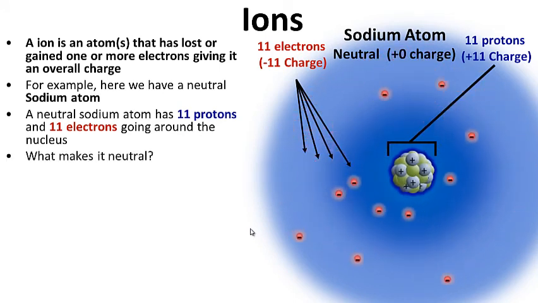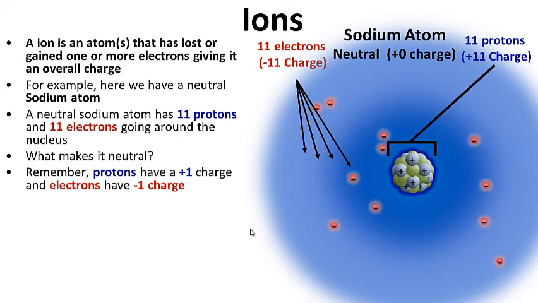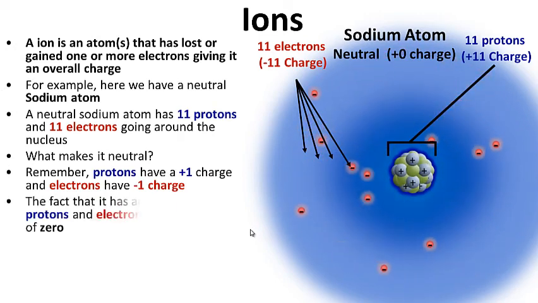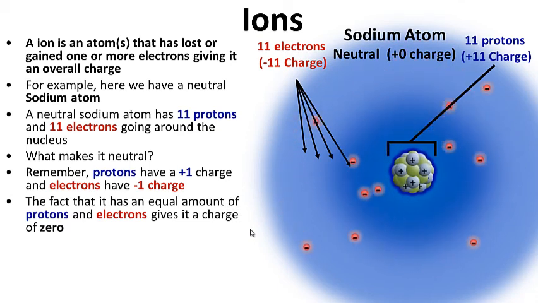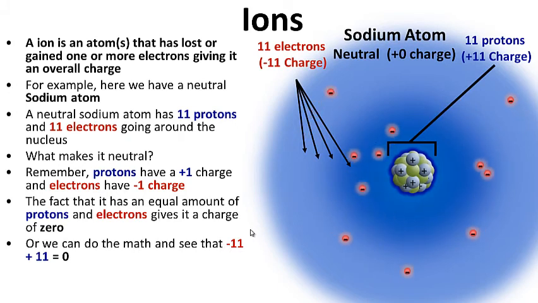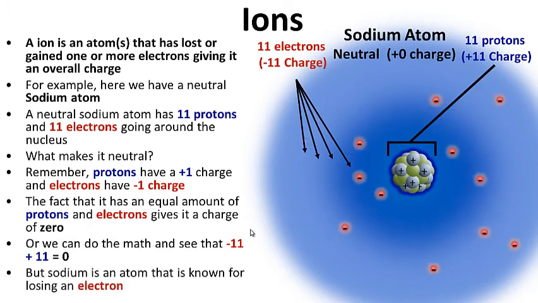Well, what makes it neutral? Protons have a +1 charge and electrons, if you recall, have a -1 charge. So the fact that it has an equal amount of protons and electrons gives it a charge of 0. Or we can just simply do the math and see that -11 + 11 is equal to 0, making it neutral. But sodium is an atom that is known for losing an electron.